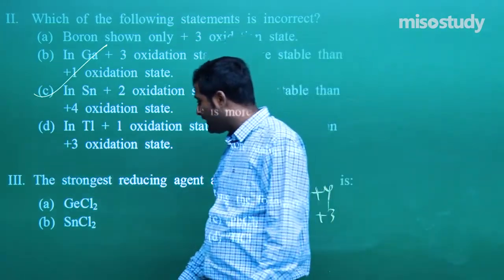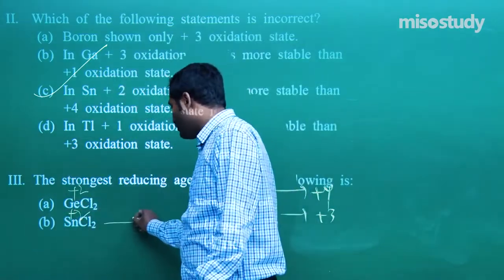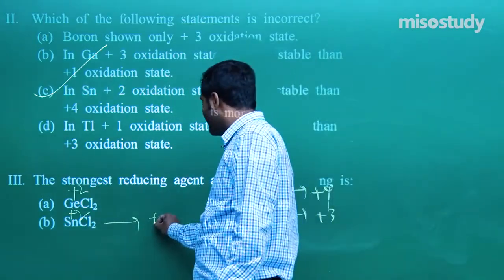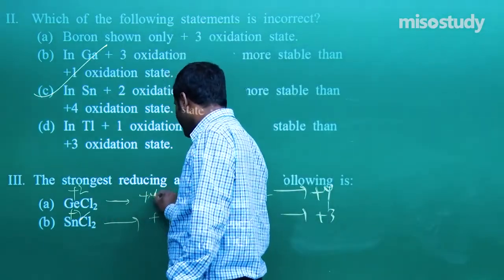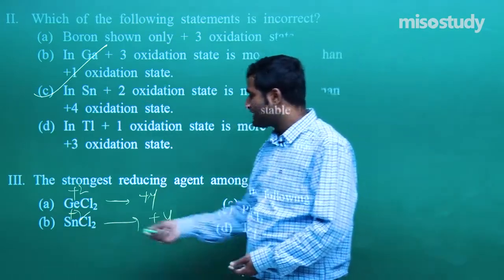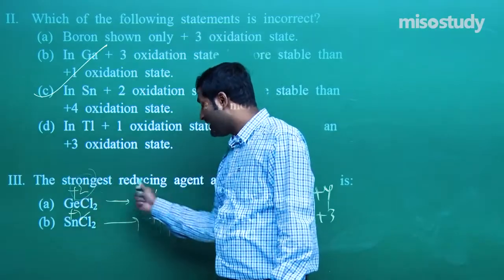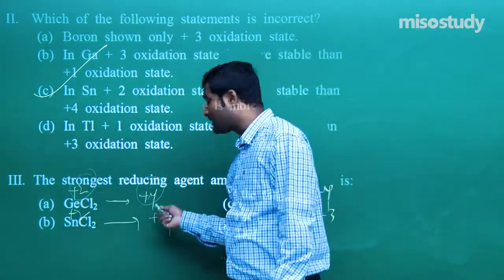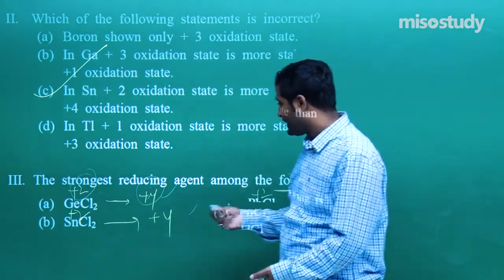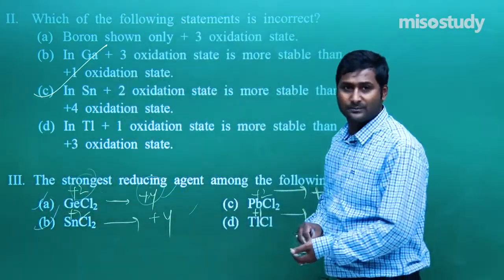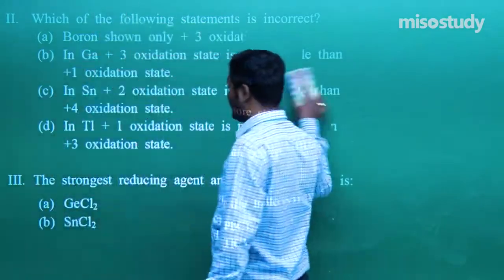But if I talk about germanium and Sn, they have +2 oxidation state, and we know in SnCl2 the +2 oxidation state is less stable than +4. Similarly, in GeCl2 the +4 oxidation state is more stable than +2. So in this case, they will act as a reducing agent because they will increase their oxidation state and move towards the higher stable oxidation state. Clear to you? So in this case, options A and B are correct. Now let's move to the next part of the question.